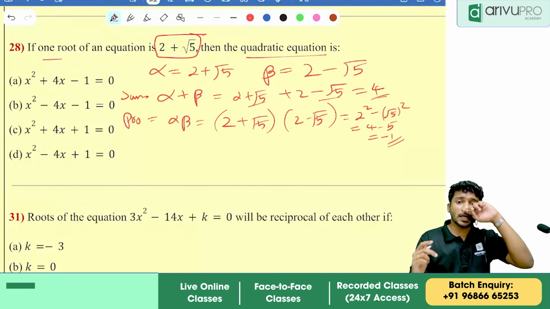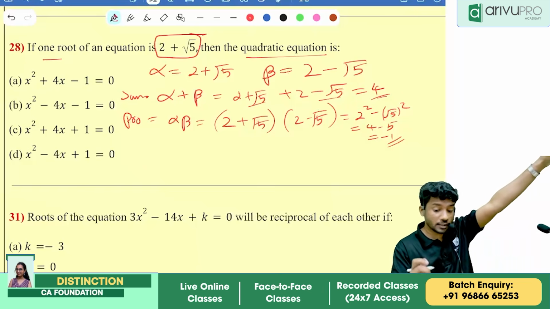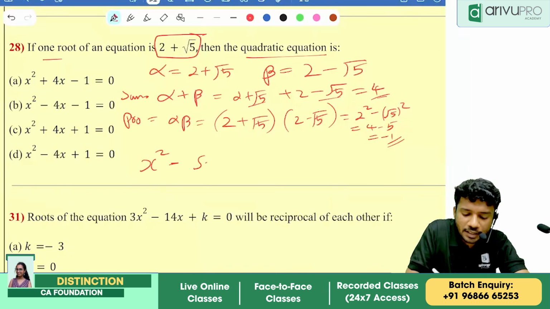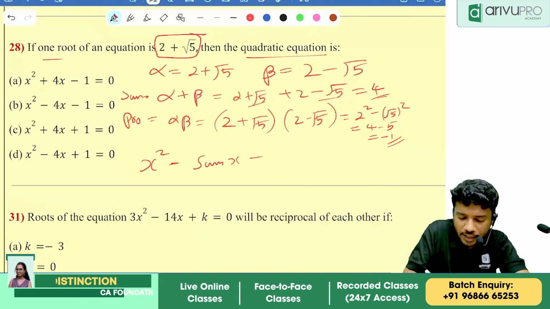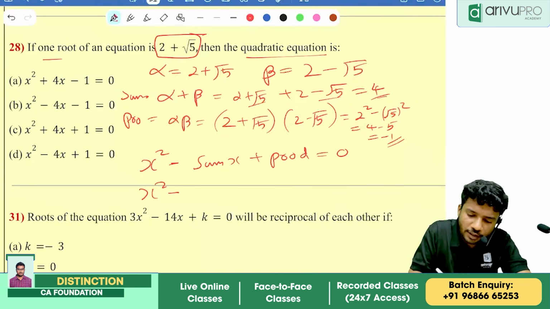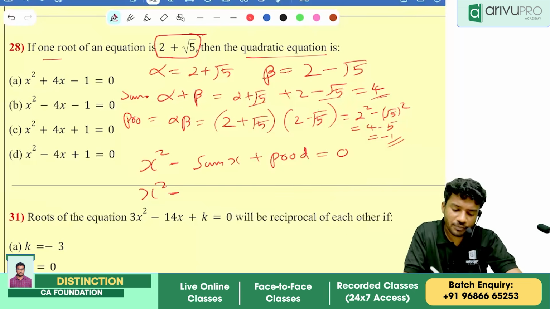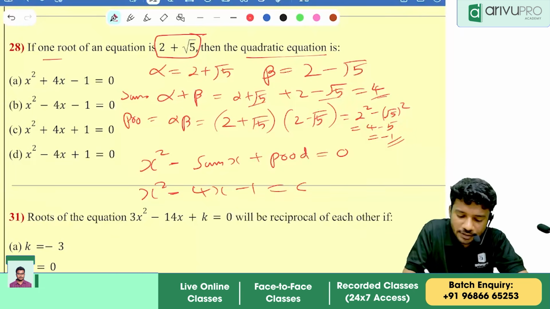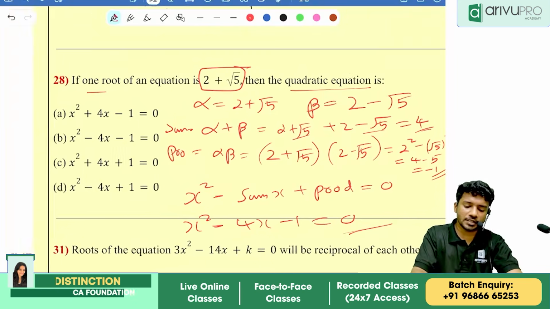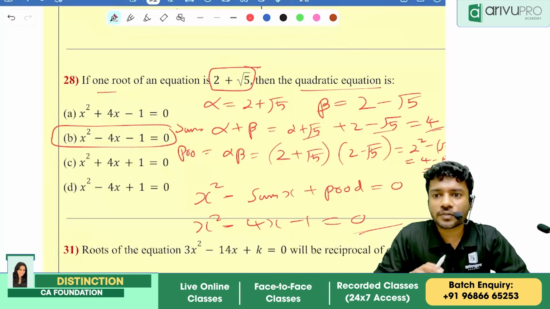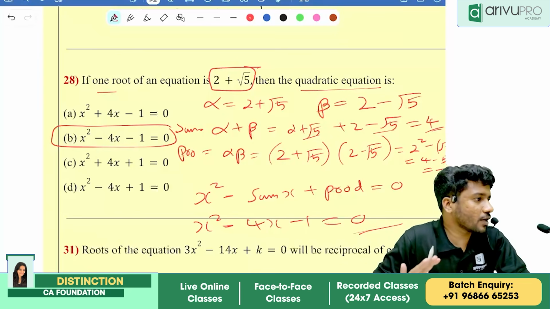So you have the sum of the roots and the product of the roots. How will you write a quadratic equation? x square minus sum of the roots into x plus product of the roots is equal to 0. x square minus 4x plus minus 1 is equal to 0. Which option is the answer, people? Option B is the answer. Understood? Got the point? Everyone understood this?